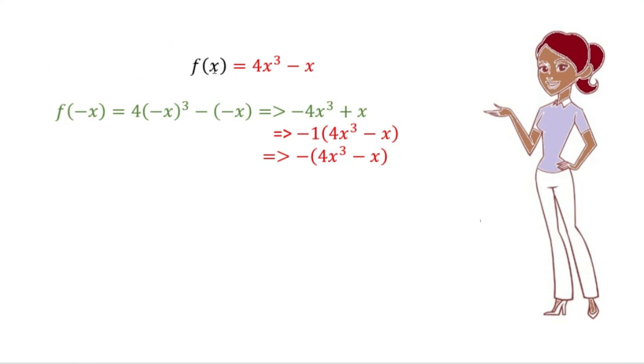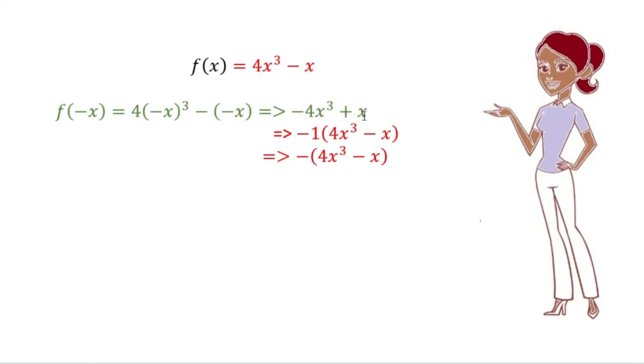Let's go ahead and substitute in this equation f of x equals 4x cubed minus x. So everywhere there is an x, we're substituting negative x. So 4 times negative x cubed minus negative x results in negative 4x cubed, because negative x times negative x times negative x gives you a negative. So that's why we have negative 4x cubed. And we're subtracting negative x. So minus a negative gives you a plus x.